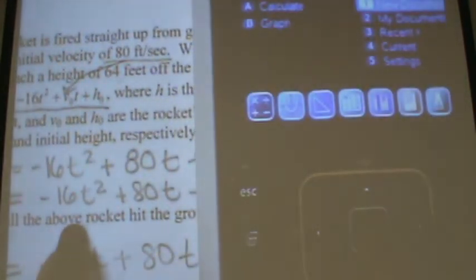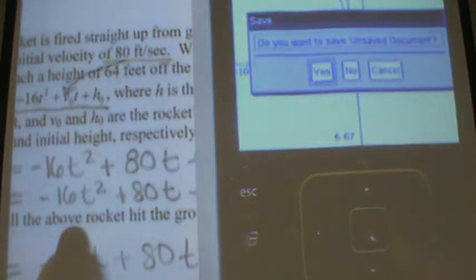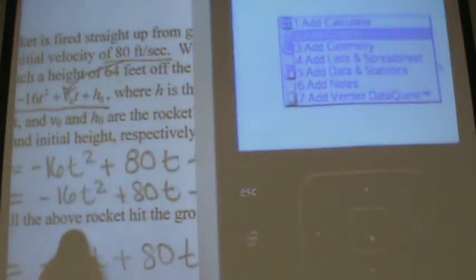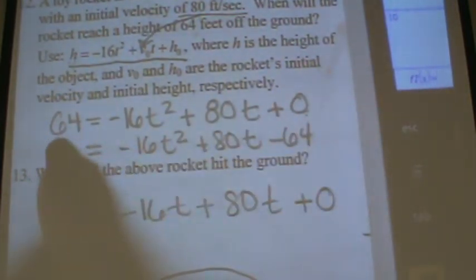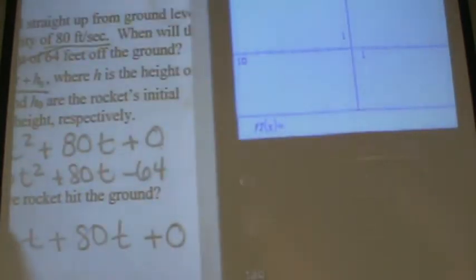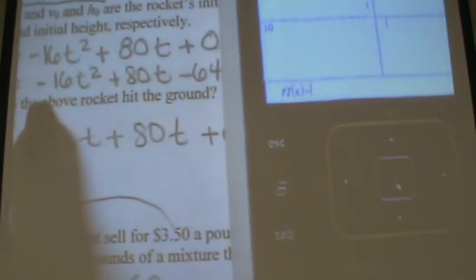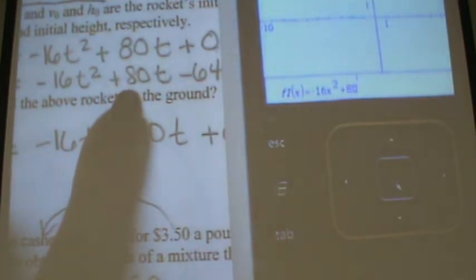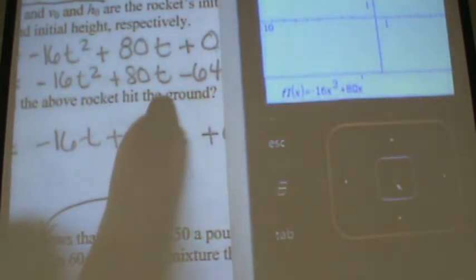Let's type it in. So, new document, not going to save it. I'm going to add a graph. Okay, you're going to type in, you've got to know what goes where. See this 64? You're going to swing it to the other side, because when we type this in our calculator, just like we did all those calculator problems, we want it set equal to 0. So you have negative 16x squared, and then plus 80x, and then minus 64.